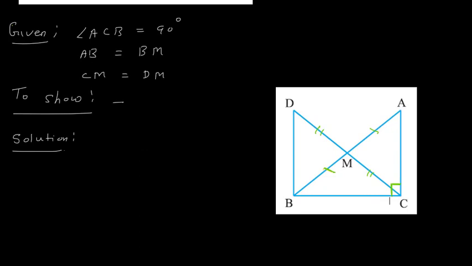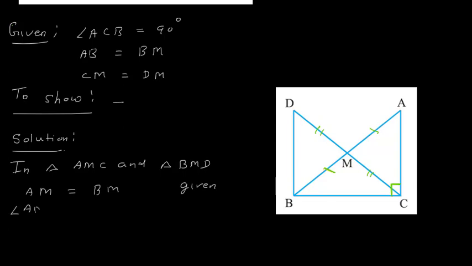So I will say in triangle AMC and triangle BMD, first I can say that AM is equal to BM, given. Then I will say that angle AMC is equal to angle BMD. They are vertically opposite angles.